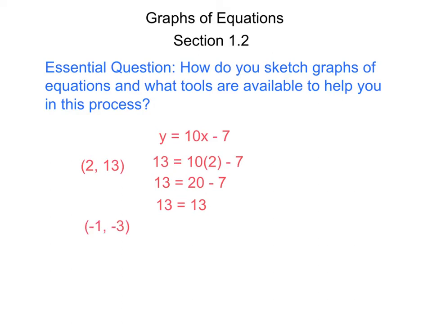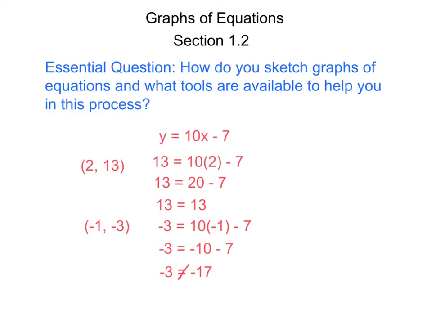So now let's see if the point (-1, -3) is a solution for this equation. If I plug in -3 for y and -1 for x into the original equation, let's see what I get for a result. If I simplify and solve, I end up with -3 equals -17. Well, that's obviously not true. -3 does not equal -17. So therefore, (-1, -3) is not a solution for this equation.